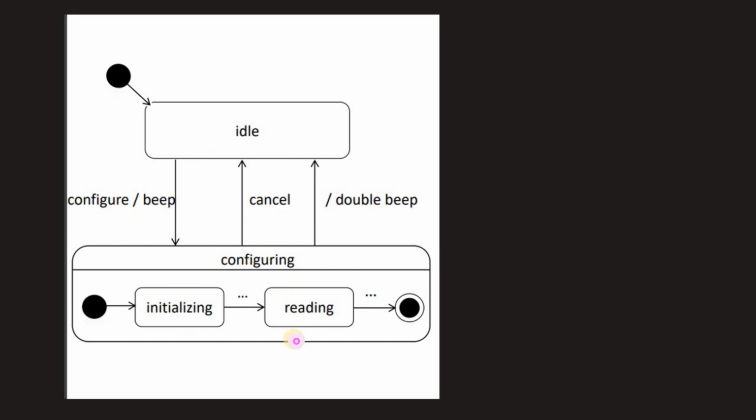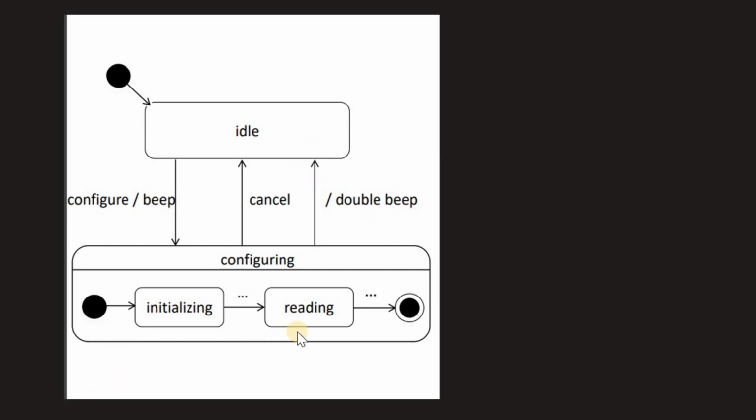Okay, something important to note is that if you're in initializing, you can receive a cancel. So you're not supposed to finish. If you receive a cancel upon initializing, then you're going to exit the state. You can also receive a cancel while you're in reading. If you receive a cancel, you're going to go back to the idle state. So just remember, you can receive a cancel upon initializing and upon reading as well. It's only upon reaching the final state that it goes into the double beep.